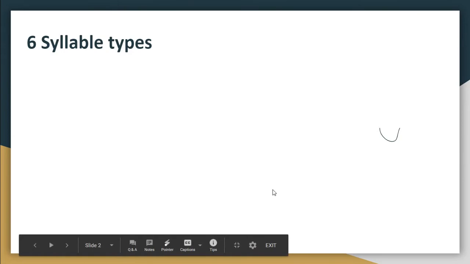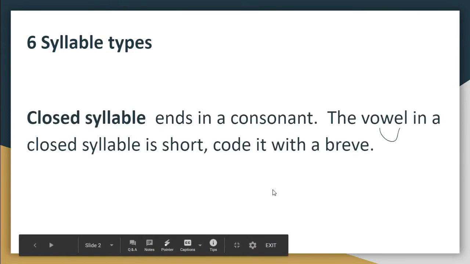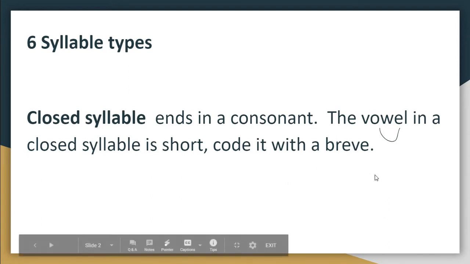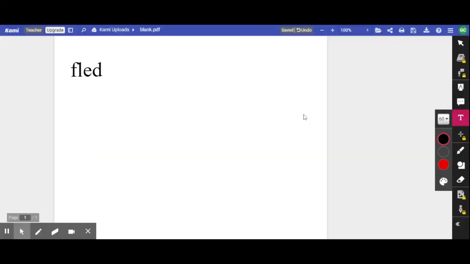Out of the 6 syllable types, we learned about a closed syllable. A closed syllable ends in a consonant. The vowel in a closed syllable is short, coded with a breve. And that's a little breve right there, a little curved line to show you that that vowel is short. All right, so now we are going to take what we know about syllables and vowels and consonants and apply them first in reading, because that's something we can do and I want to show you that it works, and then we'll use it on our spelling.